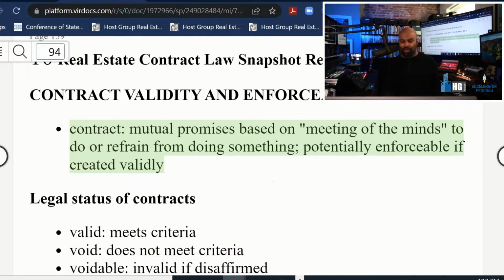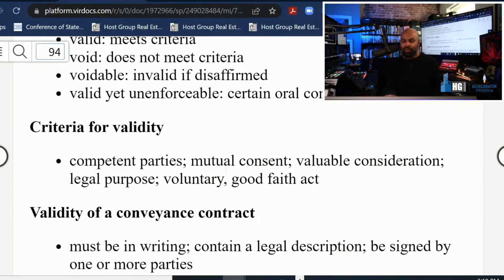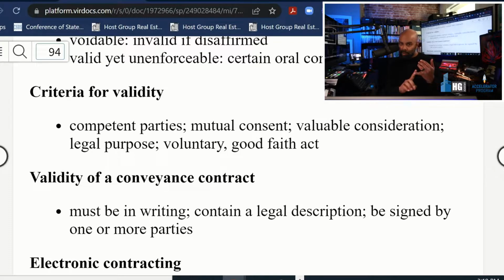Okay, next, the legal status of a contract. Contracts could be valid, which means it meets all of the criteria. Void does not meet the criteria. Voidable, invalid or disaffirmed. And valid yet unenforceable. Certain oral contracts are valid but can't be forced in court. All right, so that's the legal status of contracts. What were the criteria for validity that we've been defining? Competent parties, mutual consent, valuable consideration, legal purpose, and a voluntary good faith act.